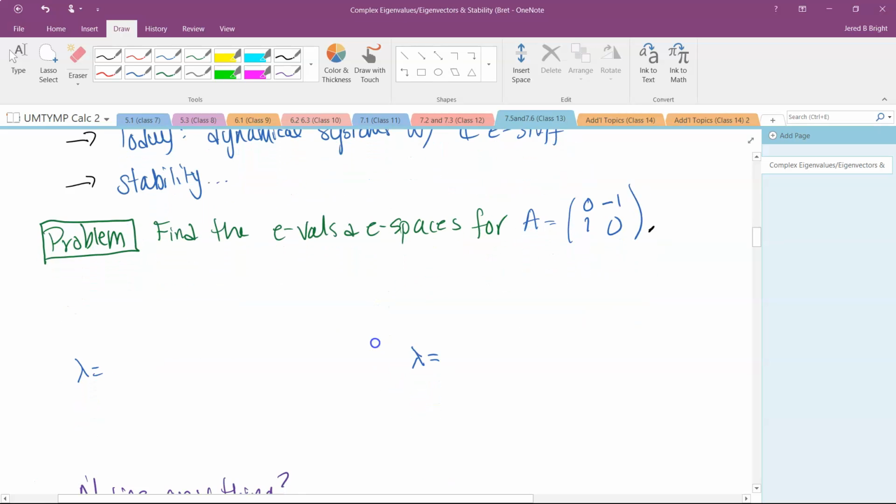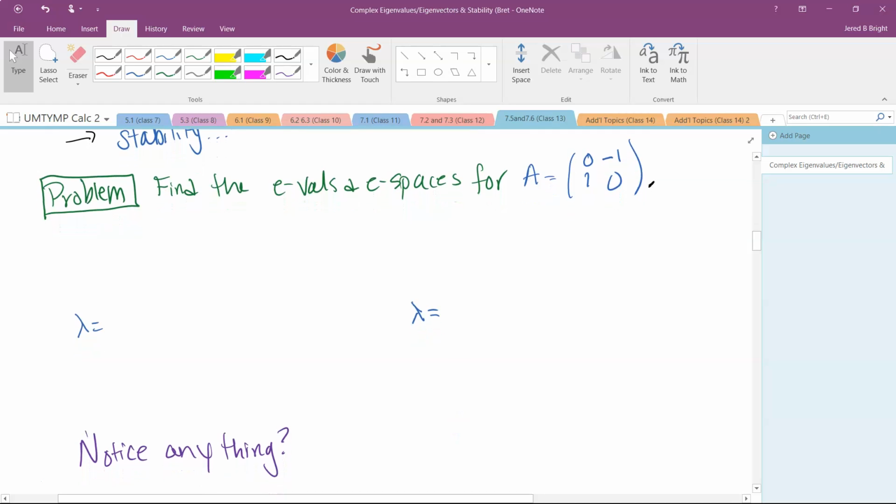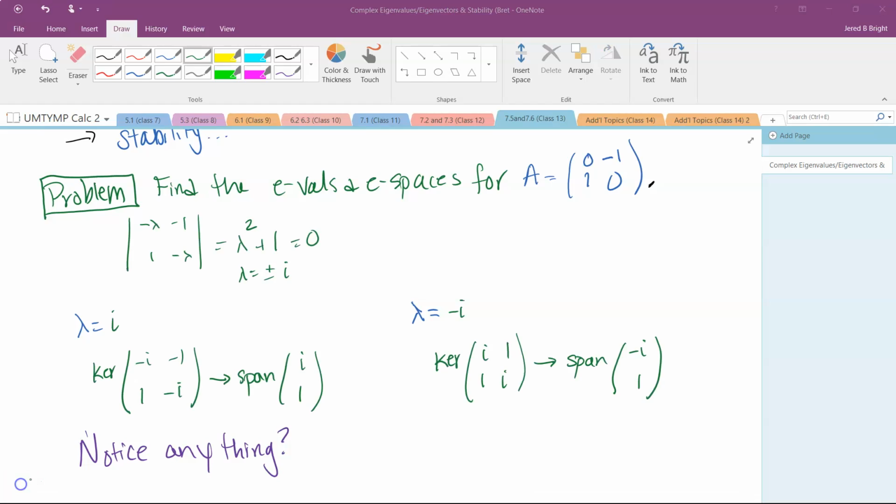But before we go too far down the rabbit hole, let's just do a little bit of warm-up and find the eigenvalues and eigenspaces for this matrix. So I'm going to have you pause the video and find them and resume when you're ready. And here's what I got. So eigenvalues of plus and minus i, and then when I go and find the eigenvectors, same sort of process as before, I end up with i1 and minus i1, corresponding to eigenvalues i and minus i respectively.